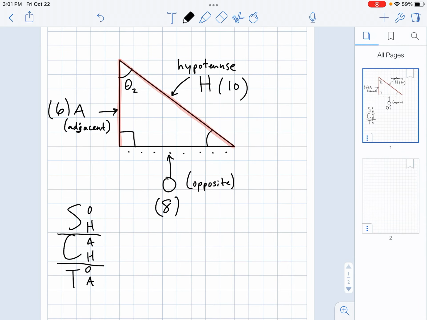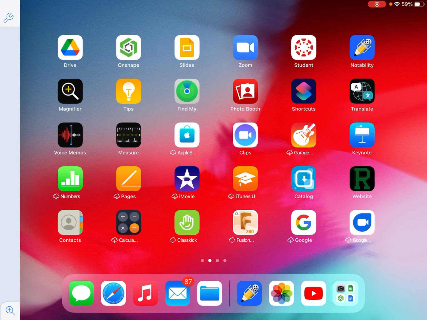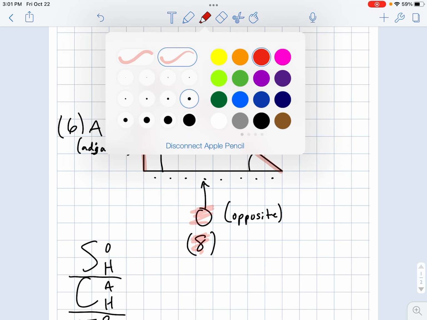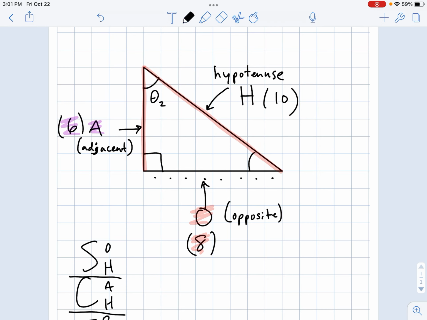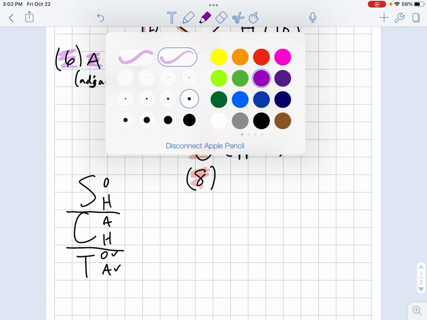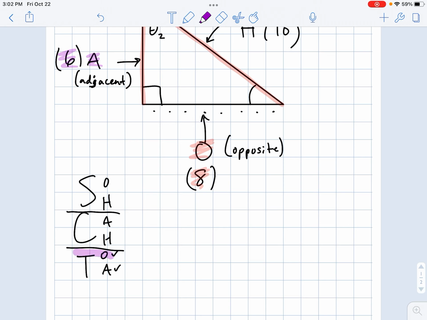So let's use first the opposite side, which is 8 units long, and the adjacent side, which is 6 units long. So here we go. If we have the opposite and the adjacent side, we'll be using the tangent relationship. So let's do it now. We'll say tangent of theta equals the ratio of opposite to adjacent. That's what TOA means: tangent, opposite, adjacent.